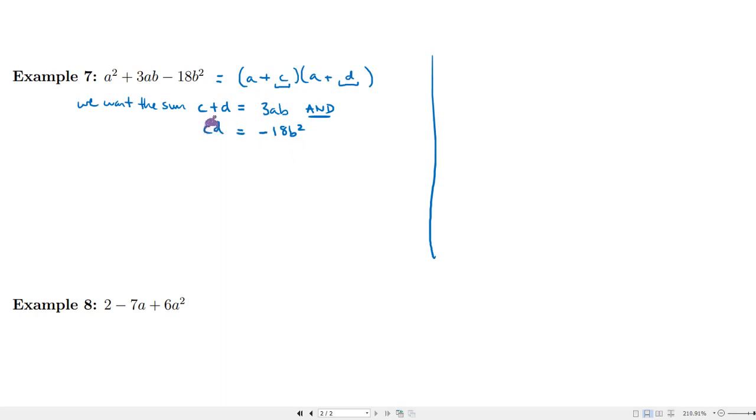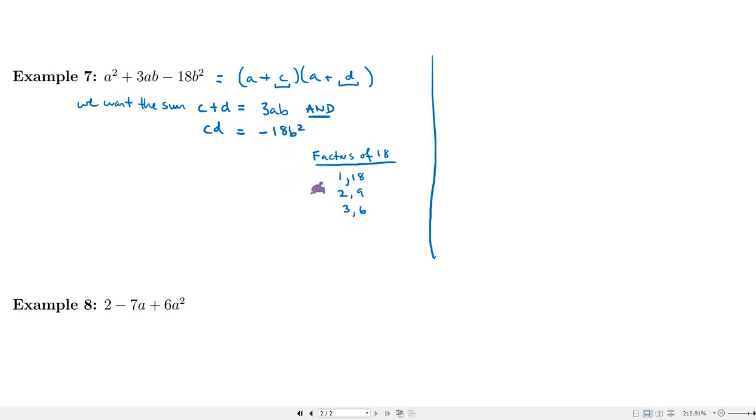So how do we get c times d equal to negative 18b squared? All right. What are the factors of negative 18? Well, the factors of 18. We have 1 and 18. We have 2 and 9. And we have 3 and 6. And is there anything in between those that evenly goes into 18? Well, they would have to be either 4 and 5, and neither of those go into 18. So looks like these are the short list of possibilities that we have.